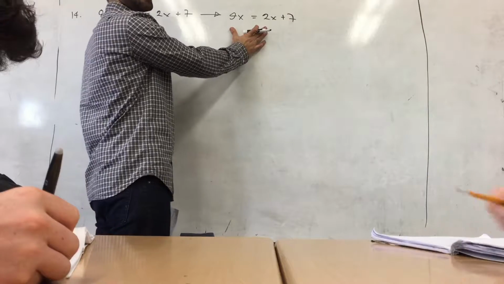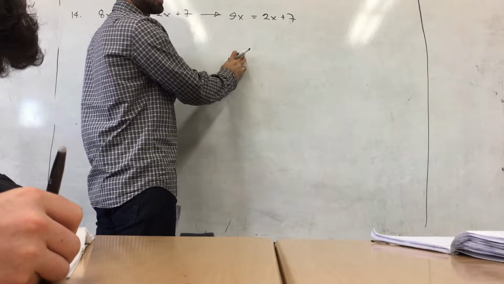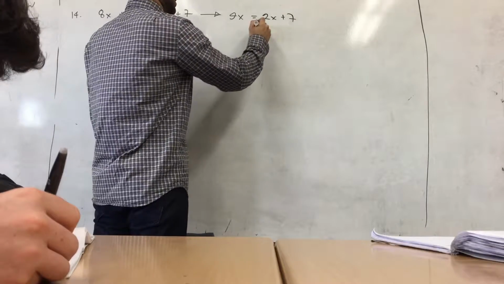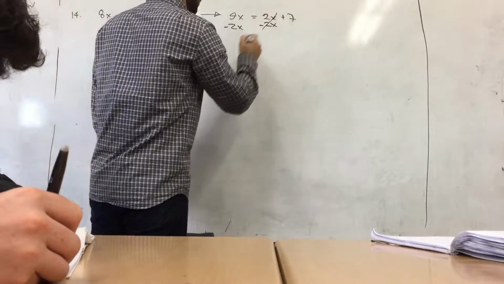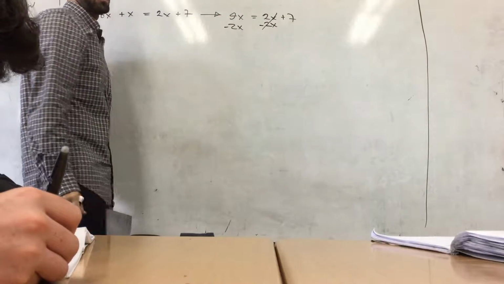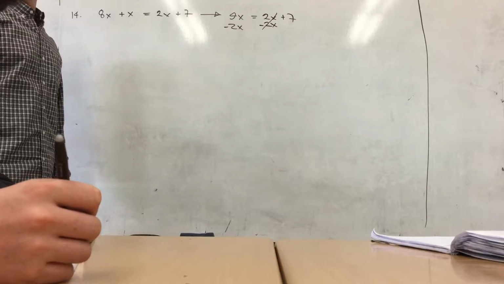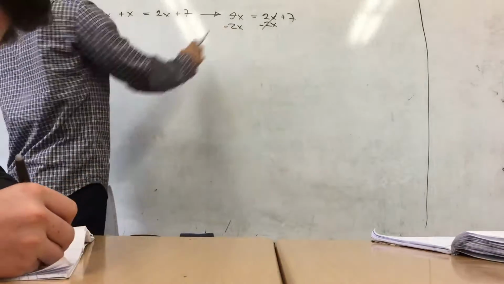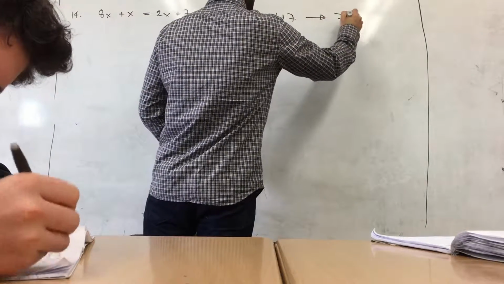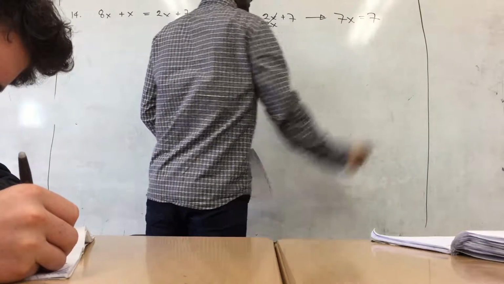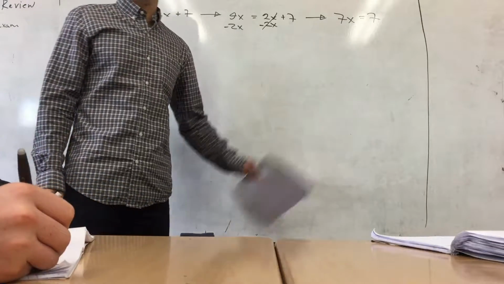Okay, someone else. Subtract 7 from both sides. No, subtract 2x. You could do that. Subtract 2x, okay? That gets rid of it there. What's 9x minus 2x, Jamara? 7x. Okay? So now we've got this. Can you go from there, Jamara?